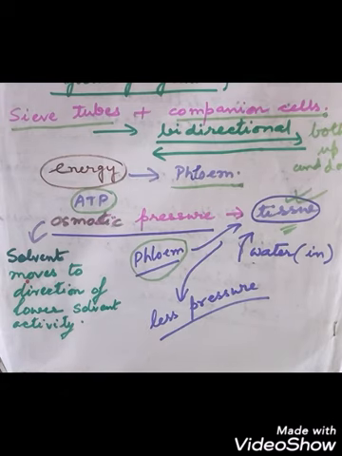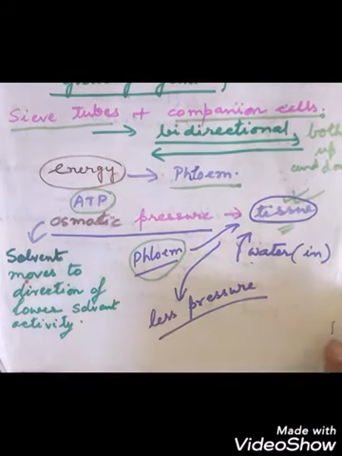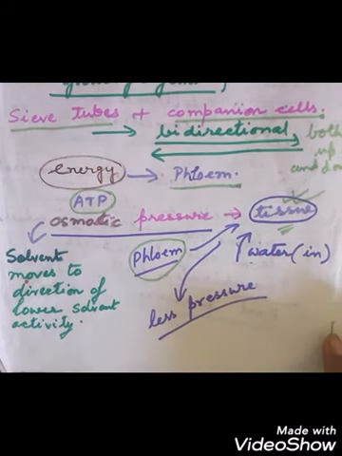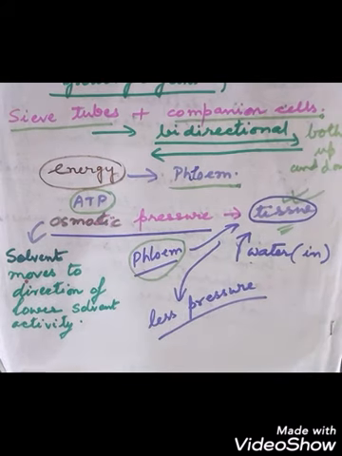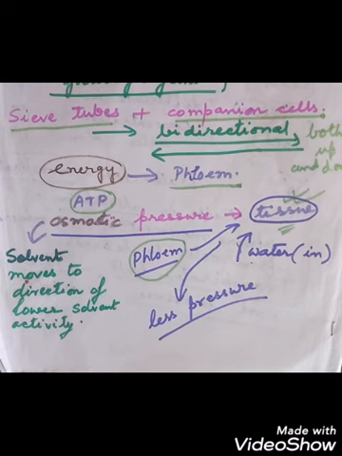The xylem will carry the water from one cell to the other by physical forces, but the translocation in the phloem will be done with the help of energy. So the phloem tissue will transfer the products formed in photosynthesis by getting the energy from ATP. And what is ATP? The energy currency of the cell.